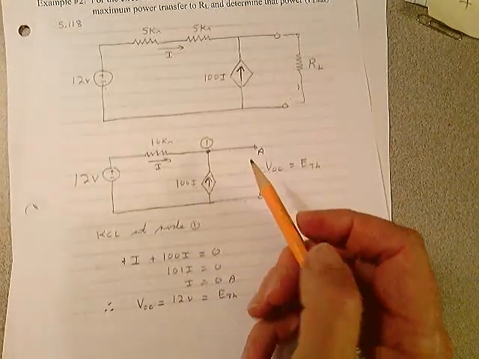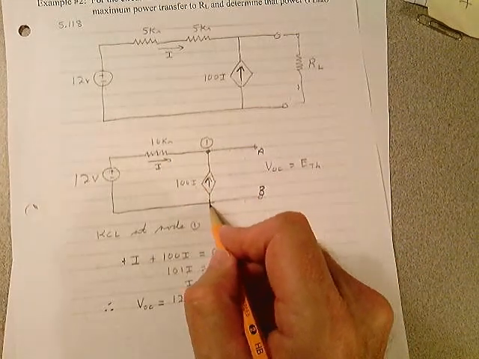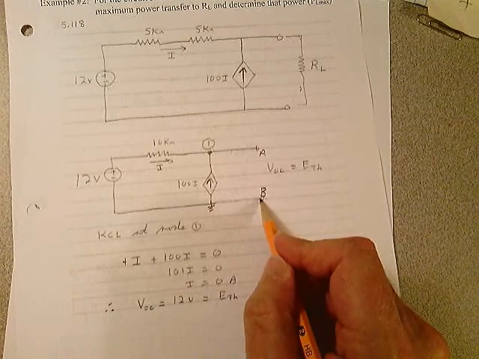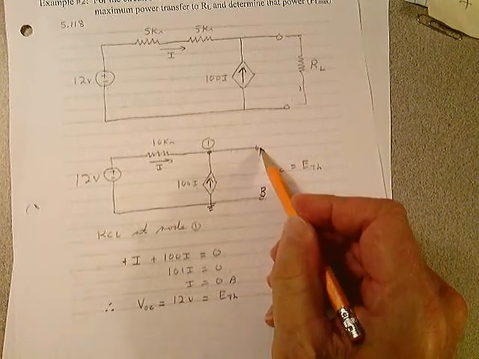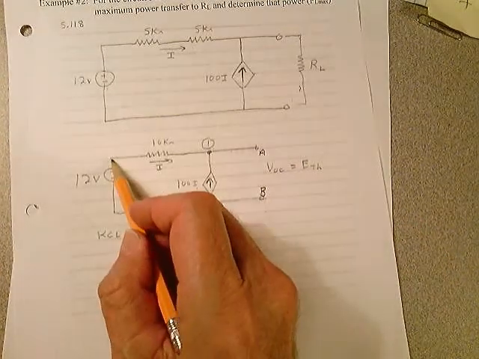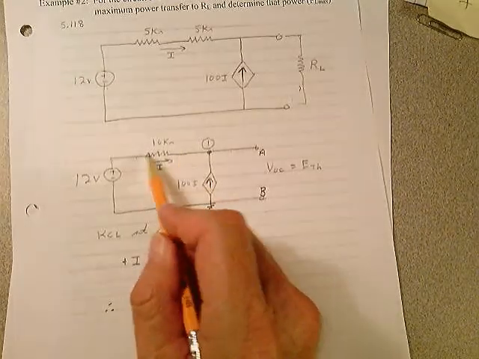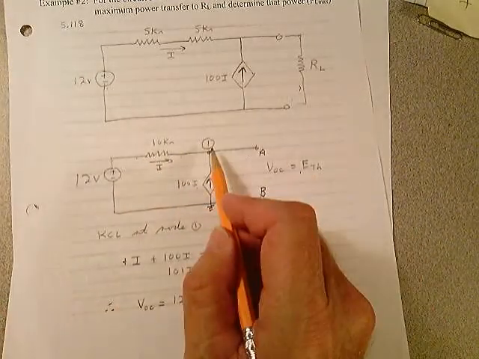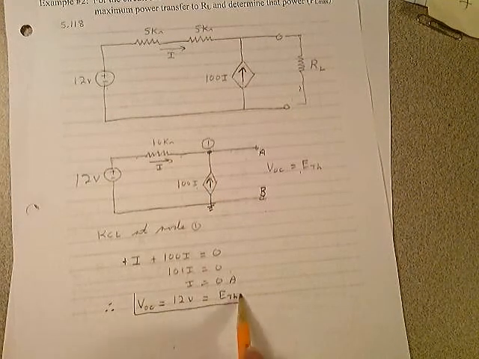If this current I is equal to 0 amps, and this is a reference right here, which it is because that's point B, we want to find out what VAB is, the open circuit voltage, A with respect to B. B's ground. You're up 12 volts here, and there's no current flow because I equals 0. There can't be a voltage drop there. So V open circuit has to be 12 volts. There it is. There's your Thevenin voltage.